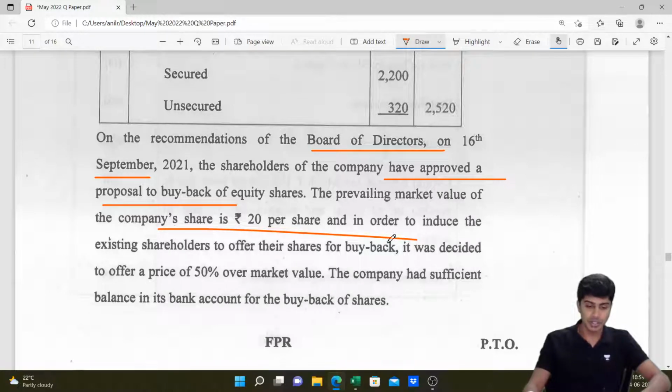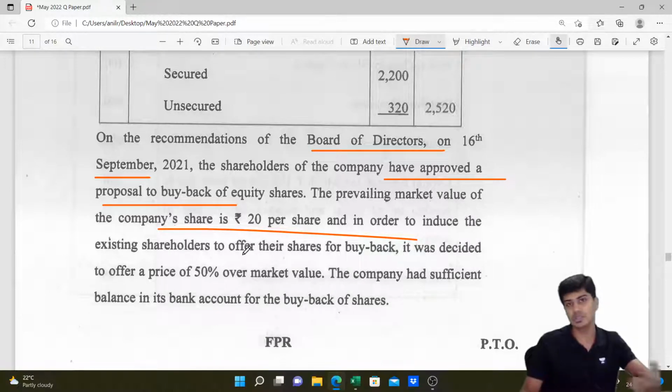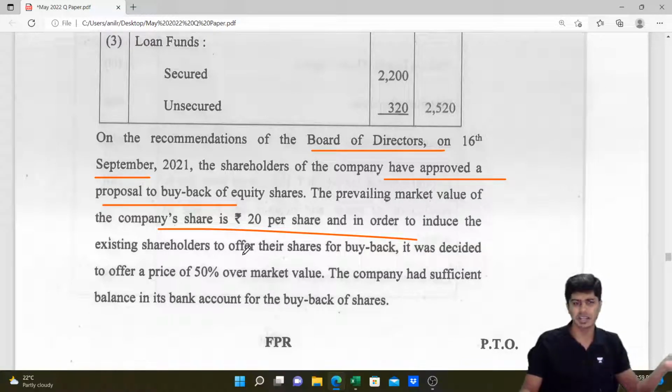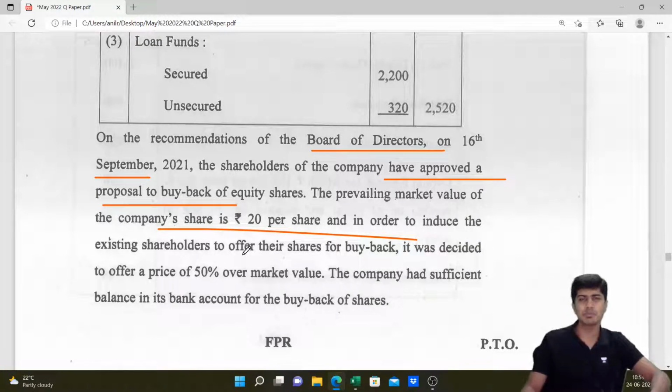And in order to induce them, see, if you give the same price that is there in the market, people would sell it in the market. Why would they come and accept your buyback offer? So if you are offering buyback of shares, then you would have to quote a price that is slightly higher than the market price to ensure that there is, let us say, a successful buyback. So it was decided to offer a price 50% over market value.